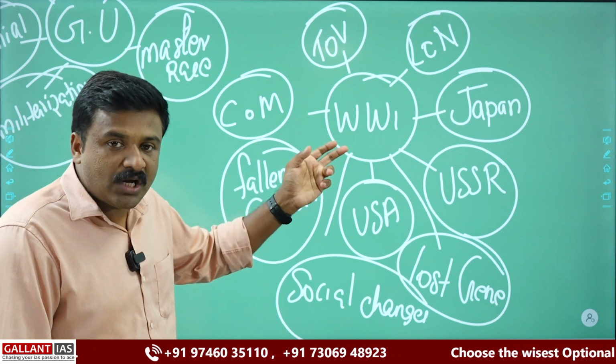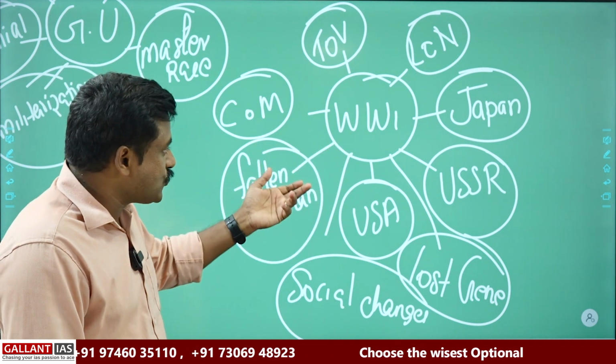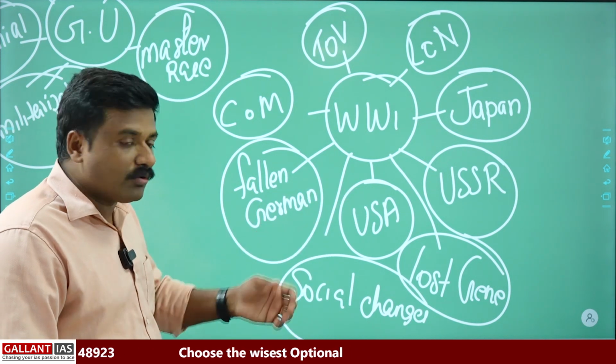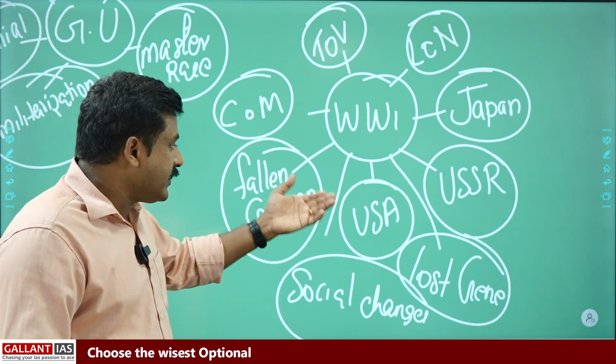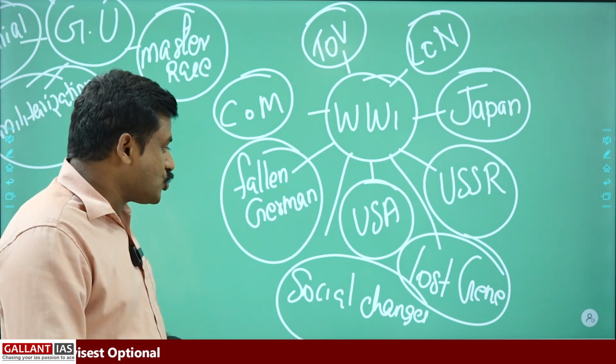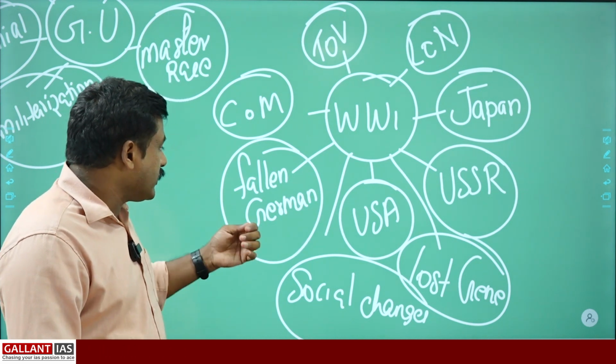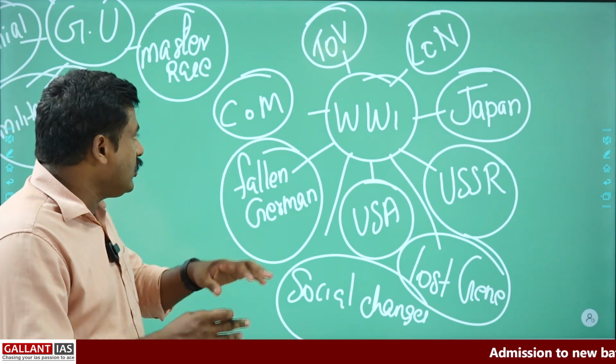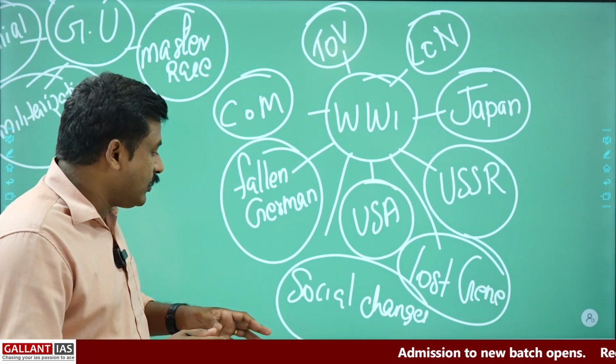Then there is in Asia, Japan became a superpower after this World War One. Then there is the Russian Revolution and this rise of USSR. Then there is rise of USA as a superpower. Then see, Germany has fallen, and there is this collapse of monarchies. All these are some impacts of World War One.